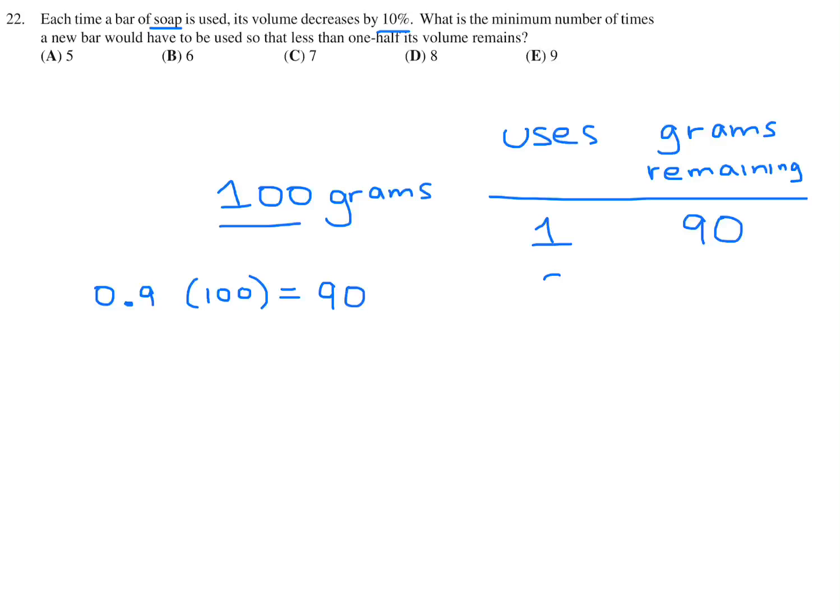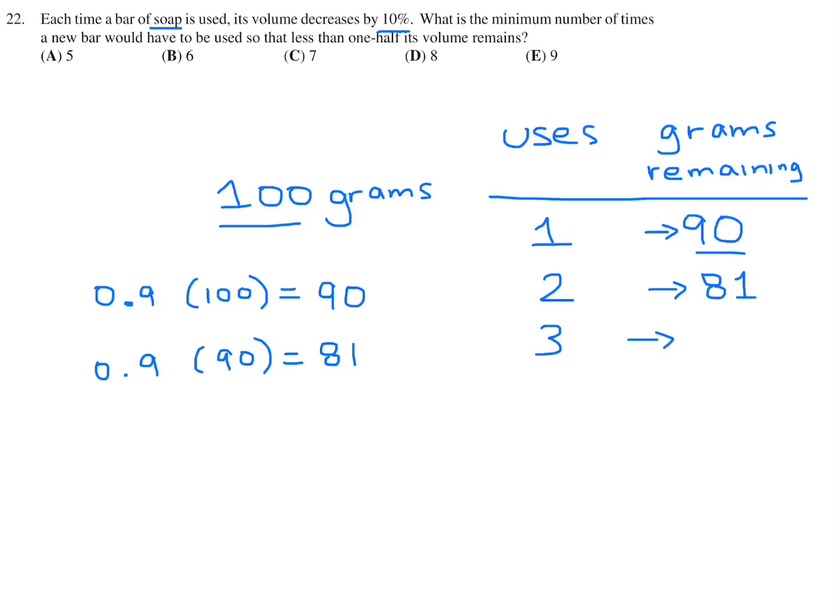And then after 2 uses, you take another 10% off of this. But you don't do that by subtracting 10. That's the wrong mathematics. You have to do 0.9 times 90. Okay, 0.9 times this number, and that's 81. So 81 grams of the soap bar are remaining after 2 uses. And you just keep going.